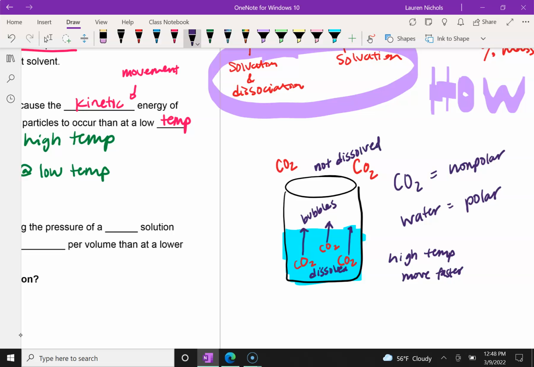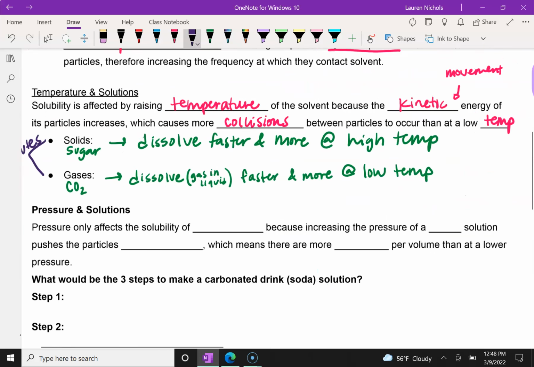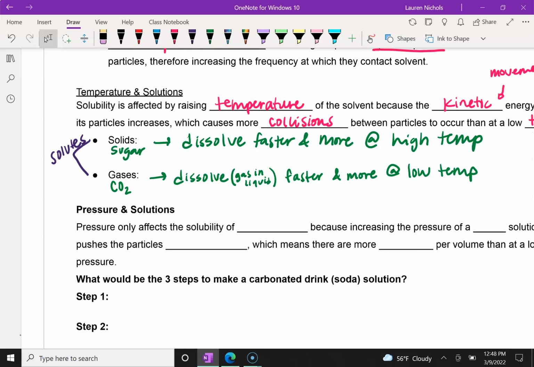So if you have a cold temperature, then it can't escape the soda as easily. So if you want to keep your soda bubbly for a longer period of time, you can make it cold.